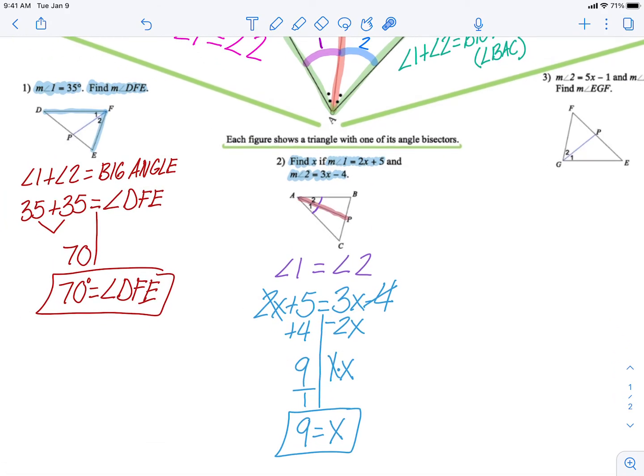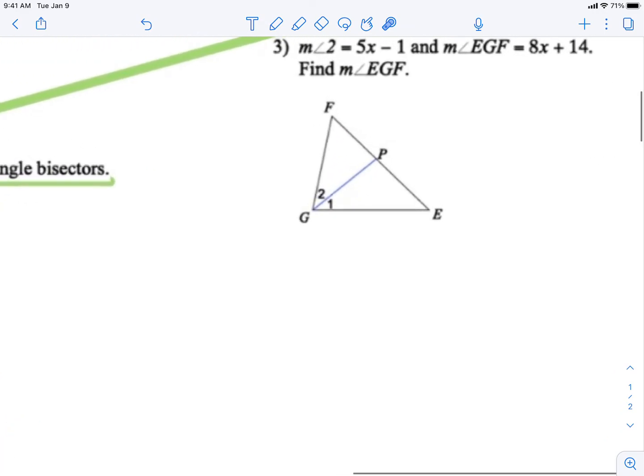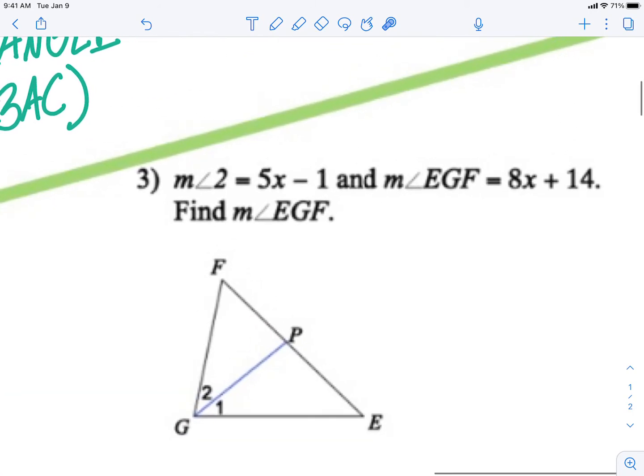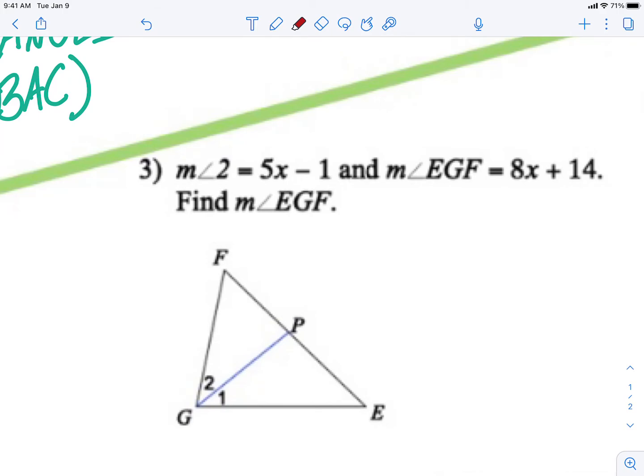That's 2. Let's do this third one here. As you guys probably know, the third one's a little more complicated than the first 2, right? But we got this. No worries. All right. So first thing we're going to do is we're going to read the problem here. It says measure angle 2 is 5x minus 1. Okay. And angle EGF is equal to 8x plus 14.